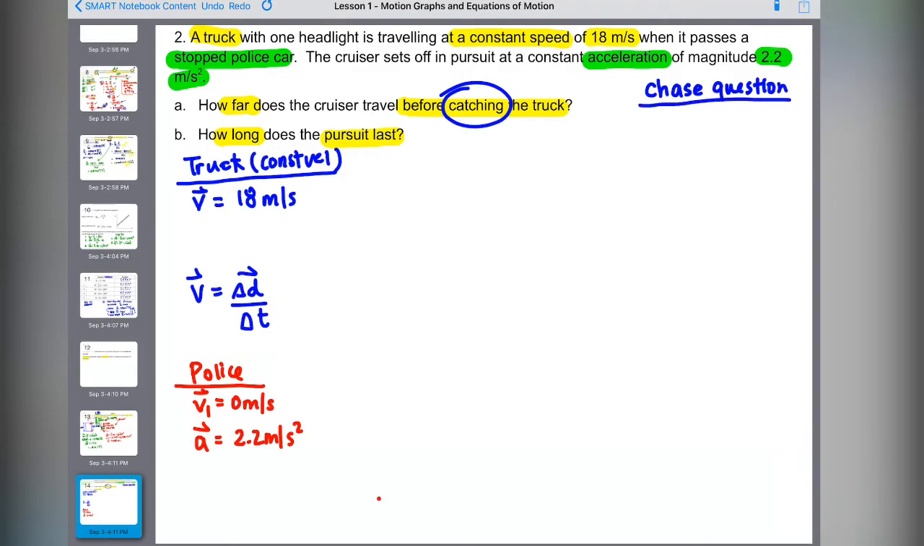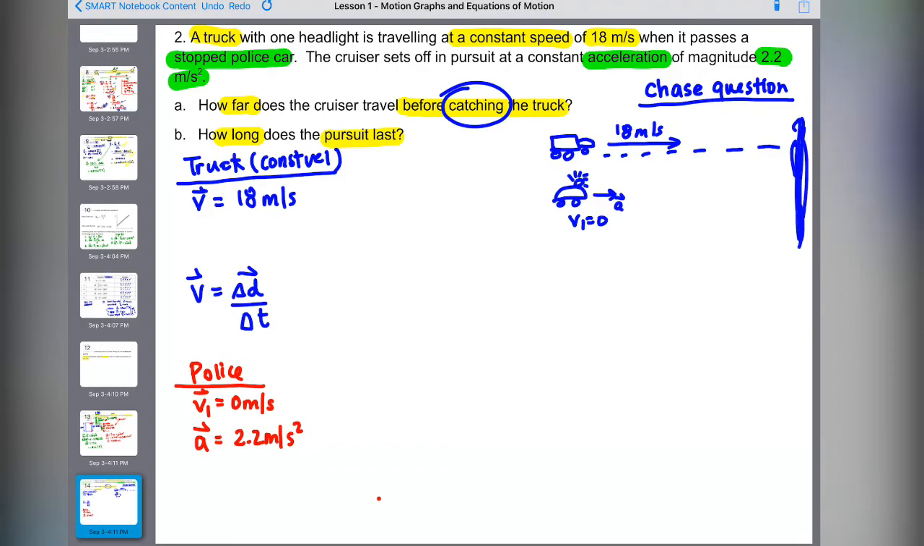And there is an assumption. What has to be the same in order for you to be caught up? What are the variables that have to be the same? Okay, so let's think about it. I got a truck. This is my truck. I got a truck that is traveling at a constant speed of 18 meters per second the whole time. He just traveled like that. And then I got a police car that wasn't moving at first, and then it's going to start accelerating. And I need to know, when are they caught up?